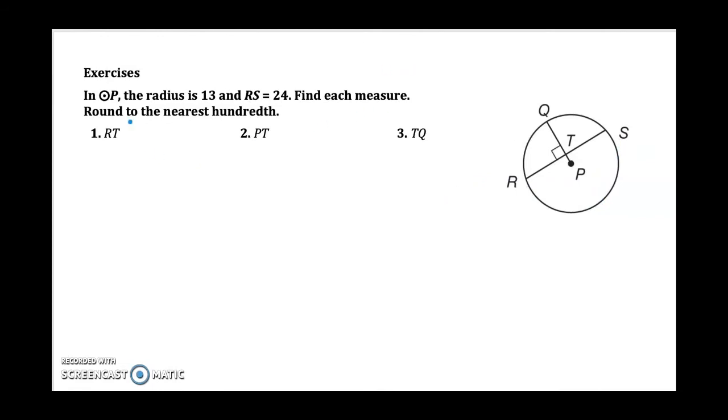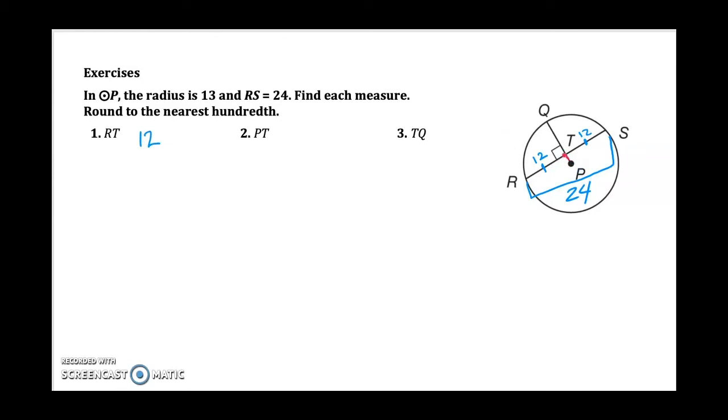Alright, so let's look at this next set. In circle P, the radius is 13, and RS is equal to 24, so that full length of RS is 24. Find each measure, round to the nearest hundredth. So find RT. This one's not so bad. Because this is coming from the center and is perpendicular to this chord, I know by our theorem that it is bisecting this chord. So each of these is going to be 12. So RT is 12.